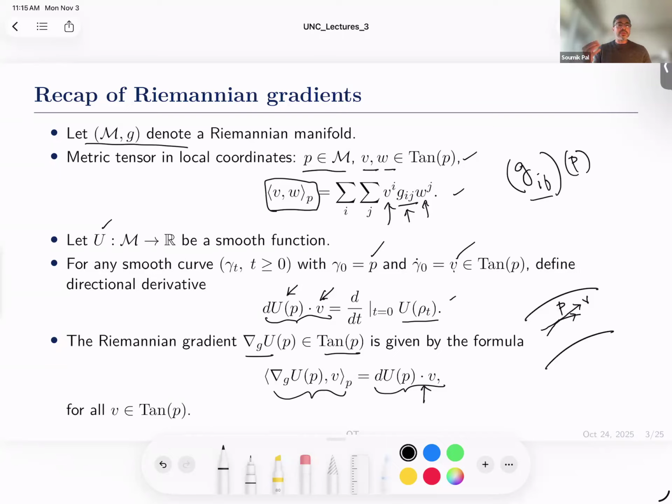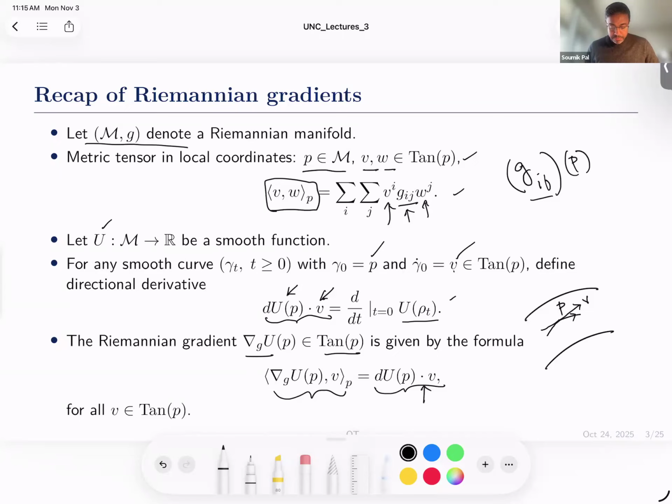Because the coordinate chart is somewhat of an arbitrary object, what you're really interested in is the intrinsic geometry of the manifold. You want things to be intrinsically defined. The same thing here: the directional derivative actually depends on the coordinate chart, and you don't want that. You can prove that the Riemannian gradient is intrinsic, so it doesn't depend on the coordinate chart. If you switch the coordinate charts, you still get the same Riemannian gradient. Make sense?